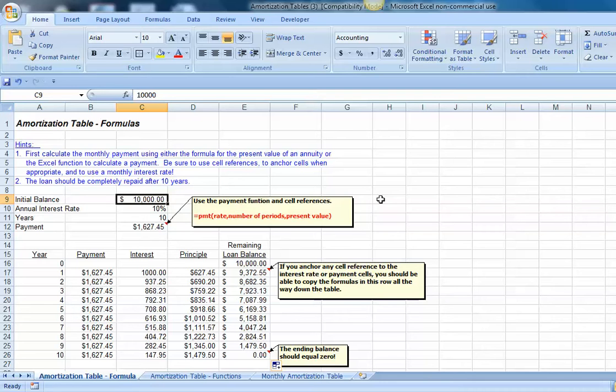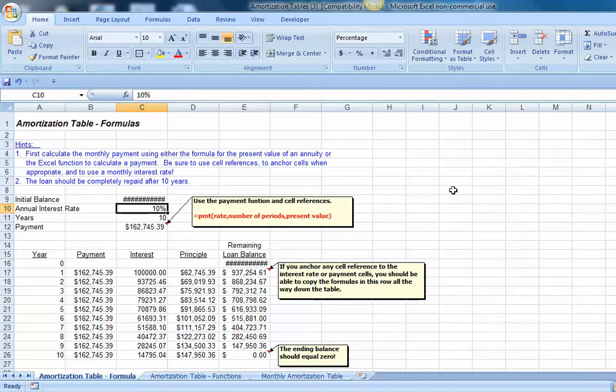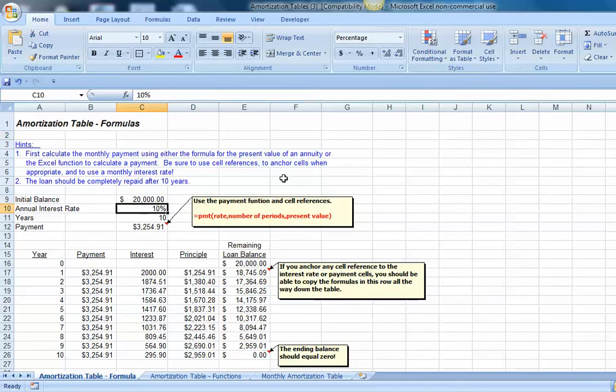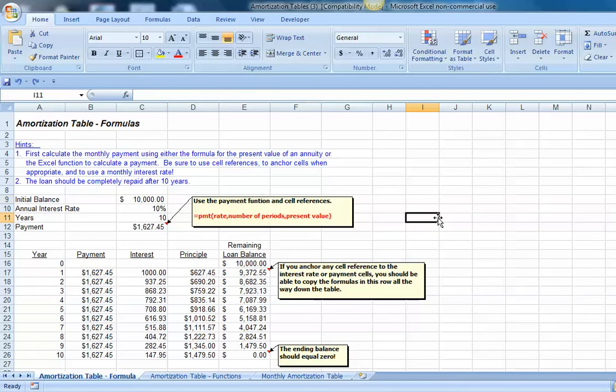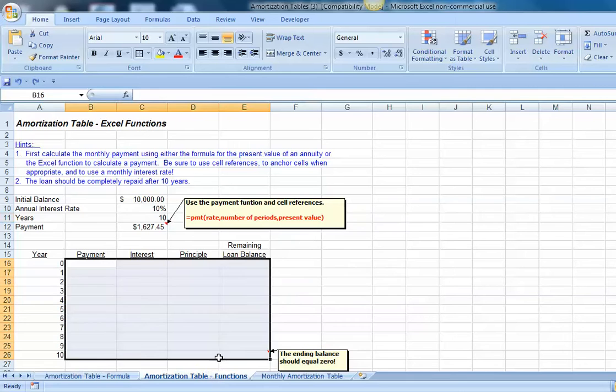Because we've used the proper cell references, we can change the loan amount and our amortization table changes. We could have changed our interest rate, and our amortization table also changes. Let's go ahead and get back to our initial numbers. And now let's go ahead and build the same amortization table using Excel functions rather than formulas.